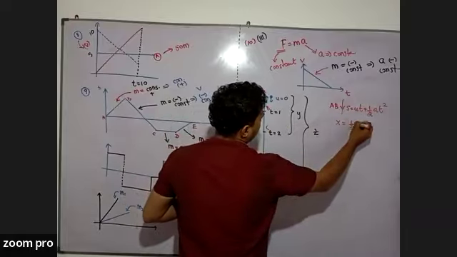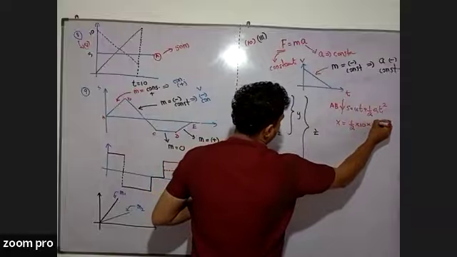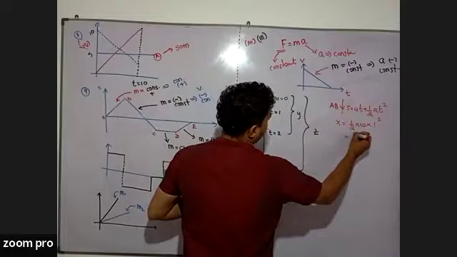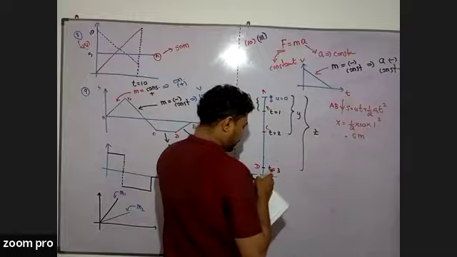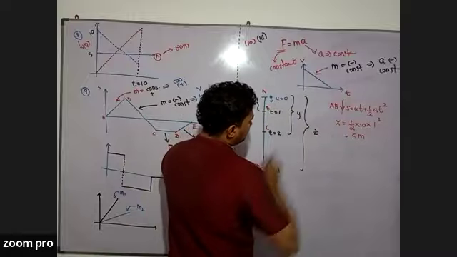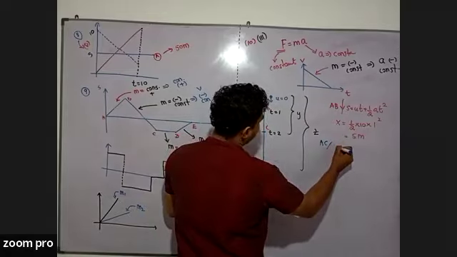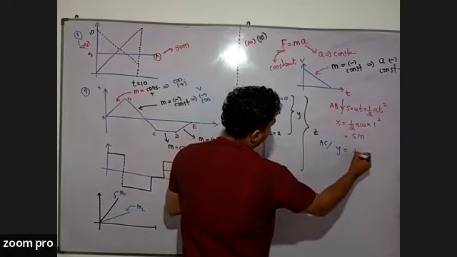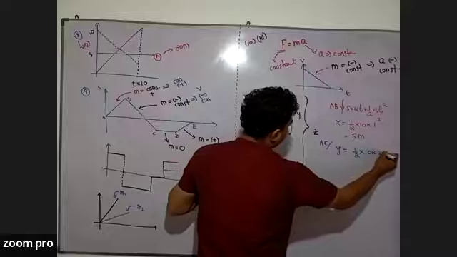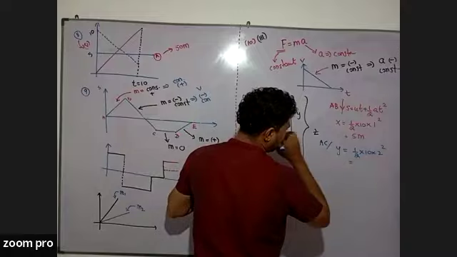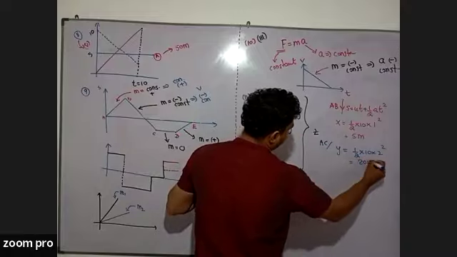Then it should be 1/2 times 10 times 1 squared. That means x should be equal to 5. If I apply the same equation from A to C, then y equals 1/2 times 10 times 2 squared. Then the answer should be 20 meters.